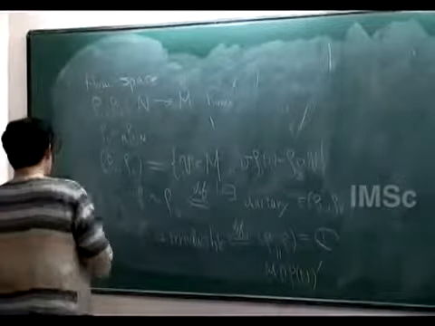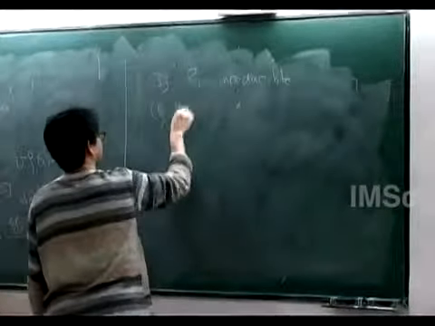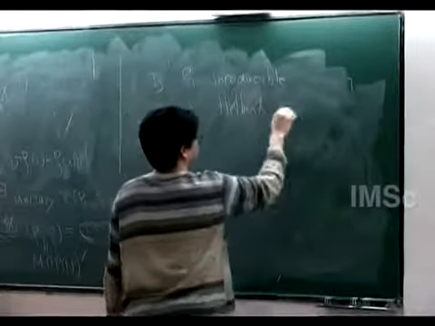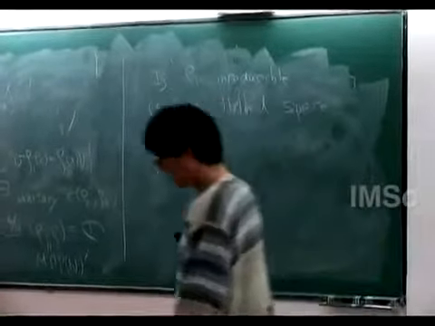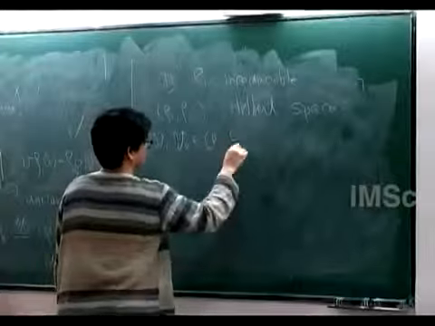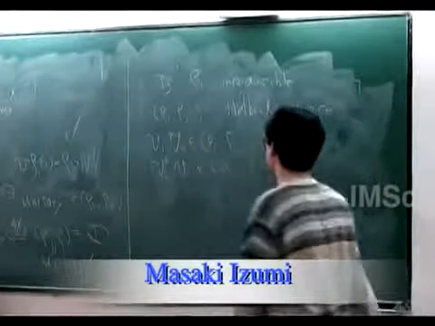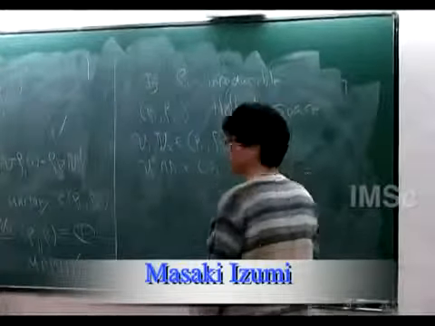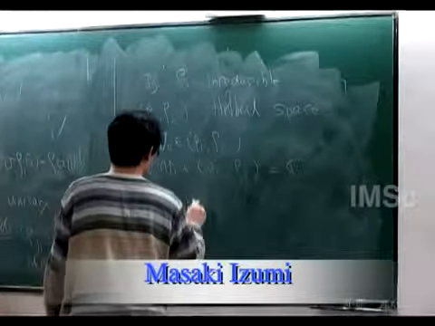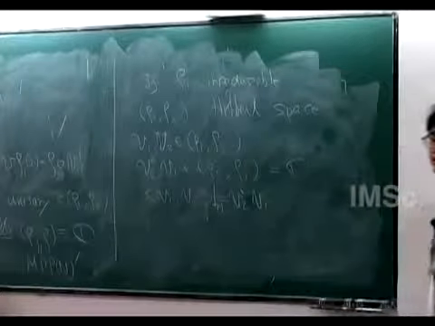So what next? This is a very nice category, and especially if row is irreducible, then this hom space is naturally a Hilbert space by the following inner product. If V1 and V2 are in this hom space, then this product belongs to the self-intertwiner space of row 1, and by definition, this is a complex number, so you get a scalar here. So you can introduce an inner product by this formula. So it's a Hilbert space, naturally.